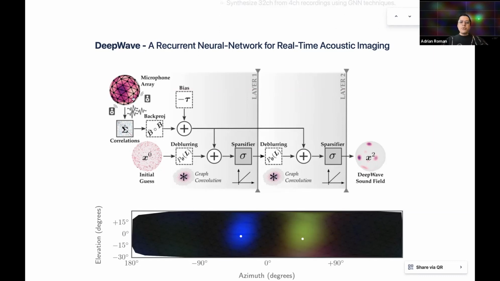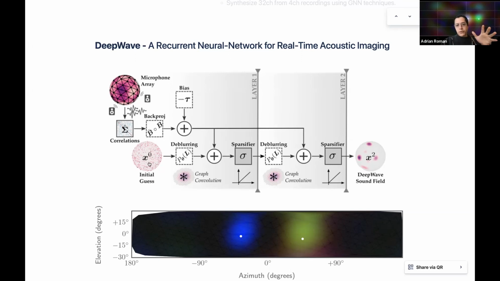DeepWave takes as input the raw audio signal from a microphone array. It can be an array of however many microphones. And it works over 100 milliseconds frames of audio. For these frames, it will compute a correlation matrix across the n different microphones in the array. Then it will go through a back projection module where it essentially takes this matrix and projects it into an image form.